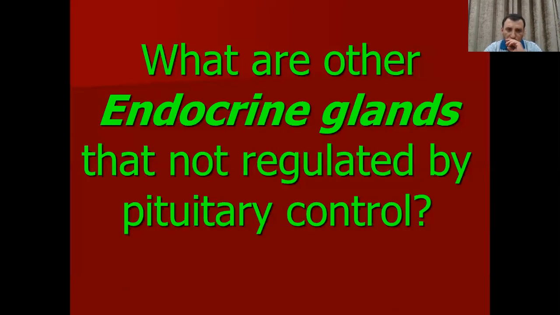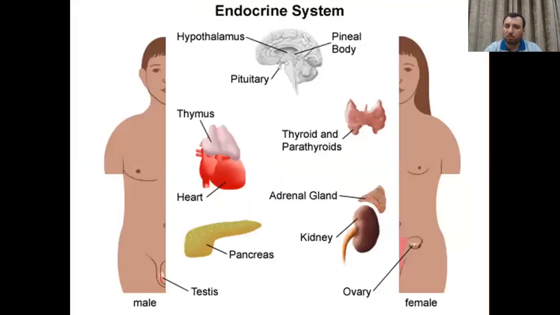Now we have other endocrine glands which are not controlled by pituitary hormones, which are the thymus, the abdominal body, and the heart, producing some hormones, and the pancreas, kidney, and parathyroid gland. These are not controlled by the pituitary gland, but controlled by their own response to the target tissue level of hormones.